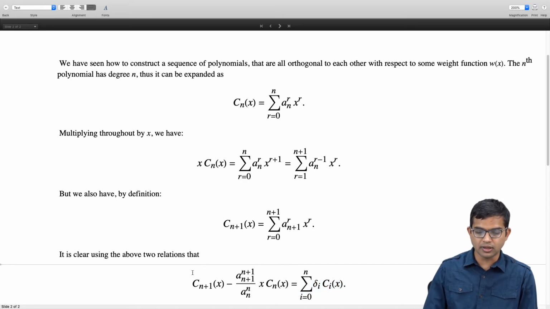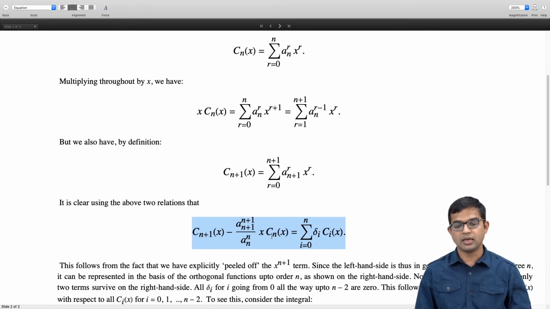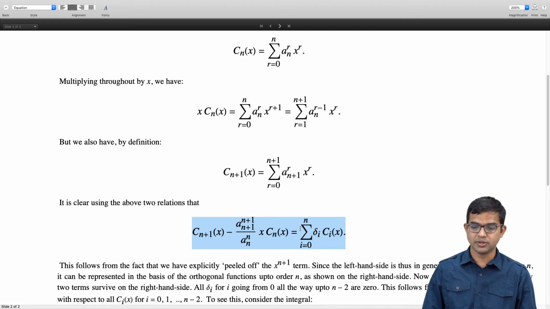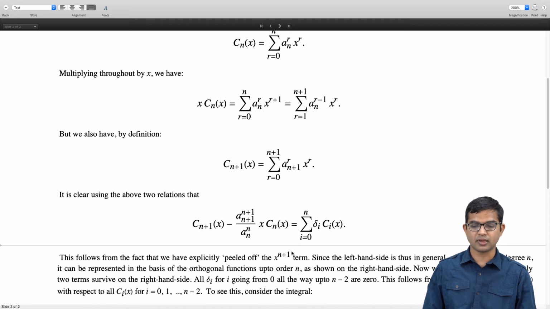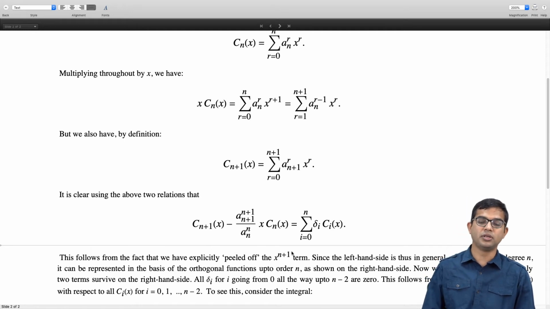But the key point at this point is that in fact we have managed to peel off the n plus 1th order term, and it is a degree n polynomial which we can expand in this manner on the right hand side. So in order to show that all these lower order terms are 0, let us consider this integral, right? So the result follows from orthogonality, right? We know that all these polynomials together form a basis, but they are also orthogonal with respect to your weight function in the given interval, right?